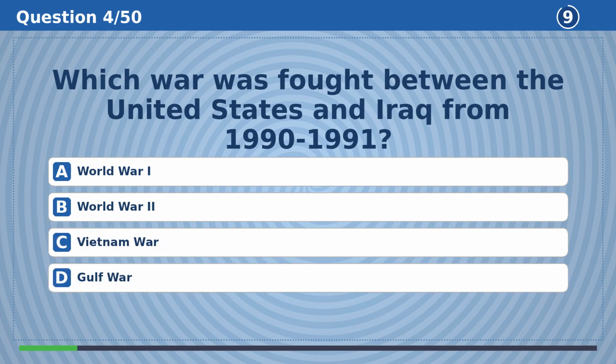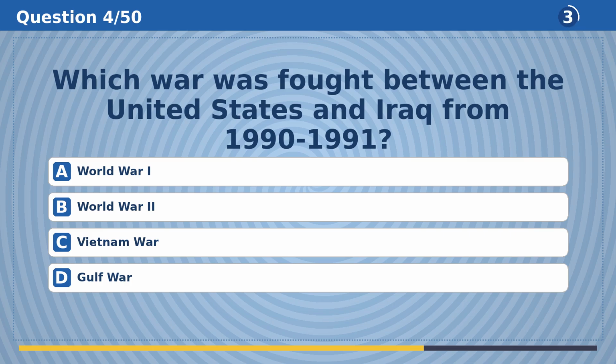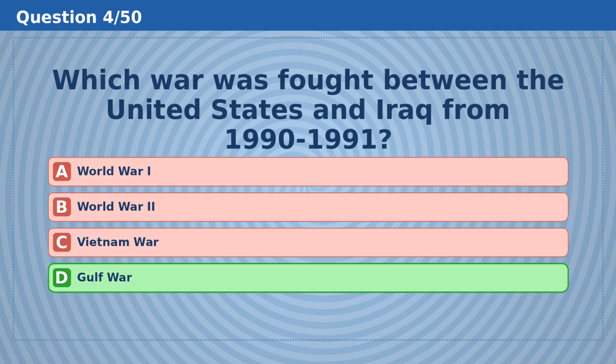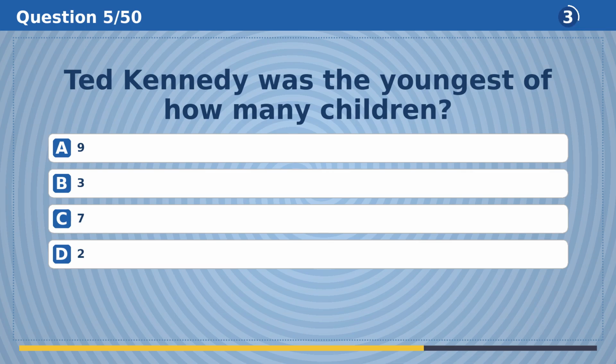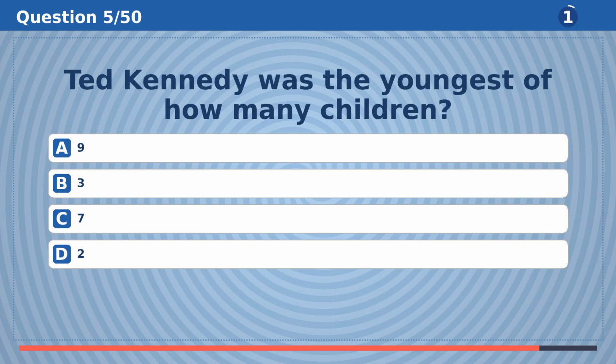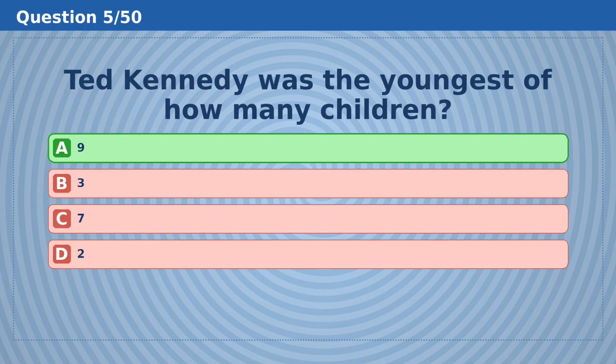Which war was fought between the United States and Iraq from 1990–1991? The answer is D. Gulf War. Ted Kennedy was the youngest of how many children? The answer is A. 9.